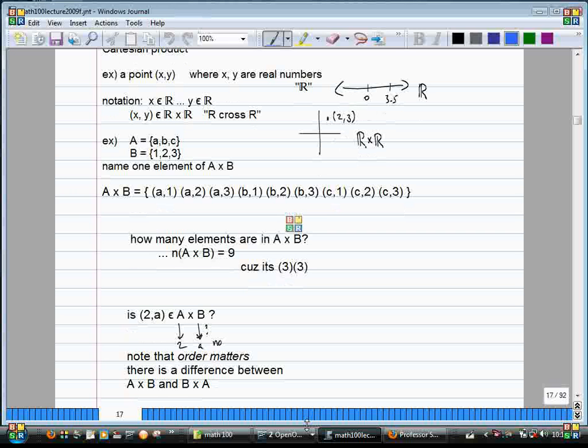So that was a quick introduction into the basics of the Cartesian product, also just known as cross. Any questions about this?